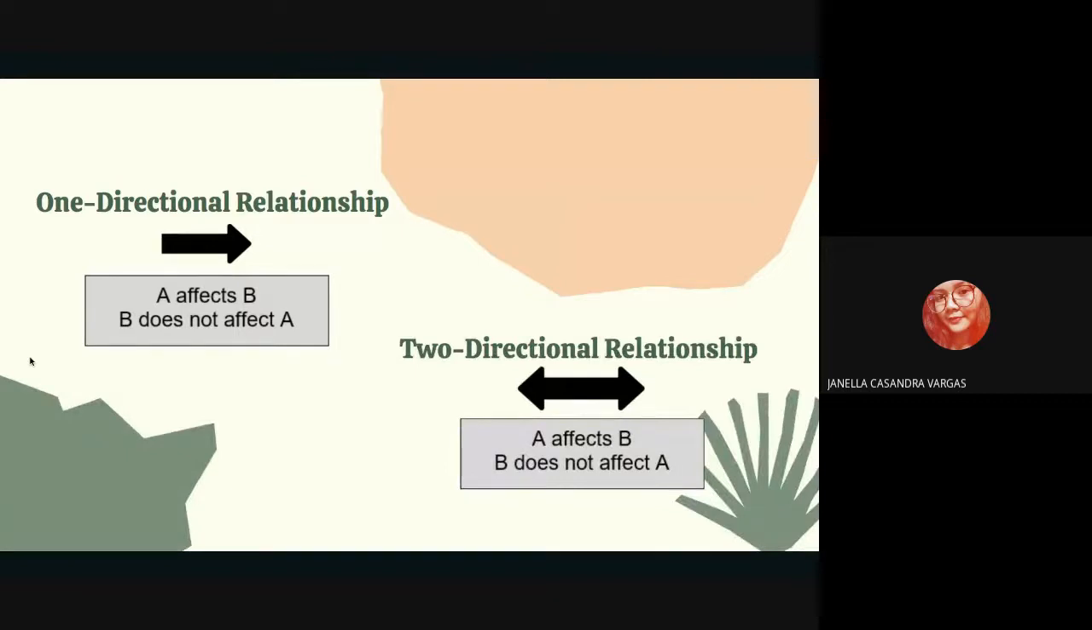For the arrows, the single head arrow is for one directional relationship. This means that variable A affects variable B, but variable B does not affect variable A. And for two directional relationship, the arrowhead is double headed. This means that variable A affects variable B and variable B also affects variable A. Next slide.